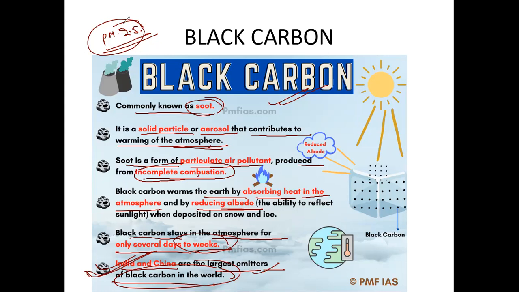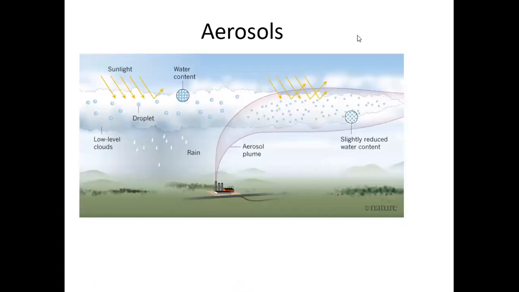Now the next composition of primary air pollutants is aerosols. What do you mean by aerosols? What is aerosol formed due to? An aerosol is basically a suspension in the air of liquid or solid particles, for example clouds. Clouds are one of the forms of aerosols. Dust particles and volcanic ash, these all are forms of aerosols, right?